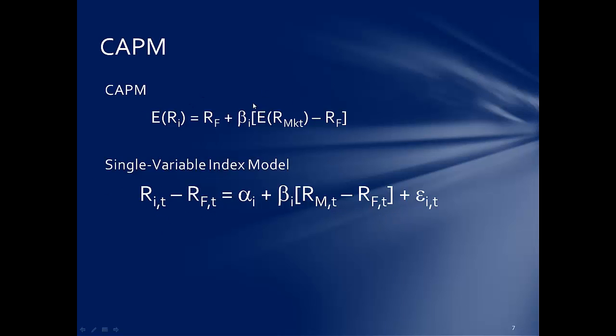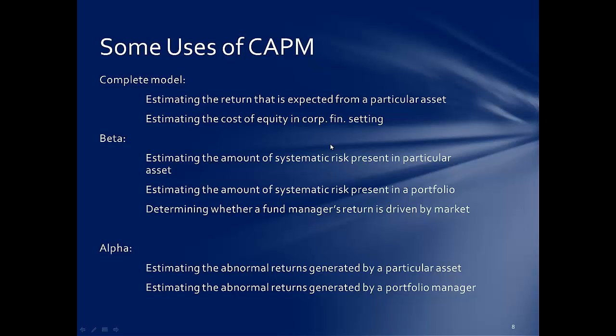So that's the capital asset pricing model. That is the single variable index model that is derived from the capital asset pricing model. What are some uses of the capital asset pricing model? Well, we use the complete capital asset pricing model to estimate the return that is expected from a particular asset. We also use it to estimate the cost of equity in corporate finance settings. We use the beta from the capital asset pricing model to estimate the amount of systematic risk present in a particular asset. We can also estimate the amount of systematic risk present in a portfolio.